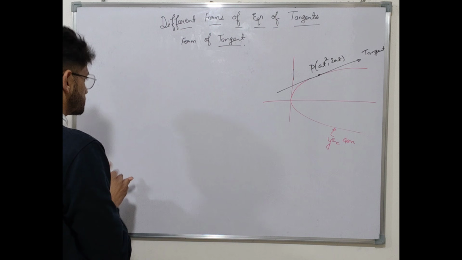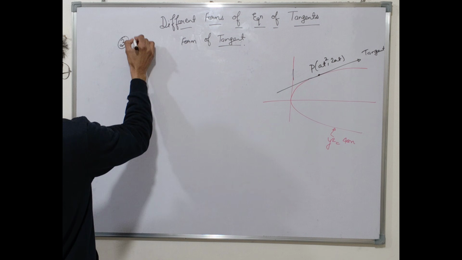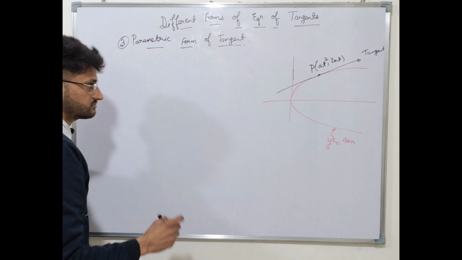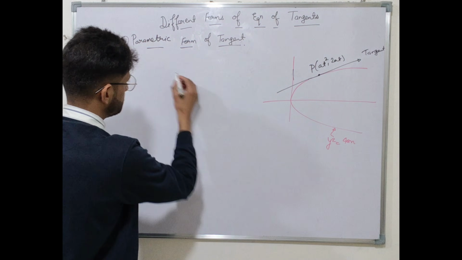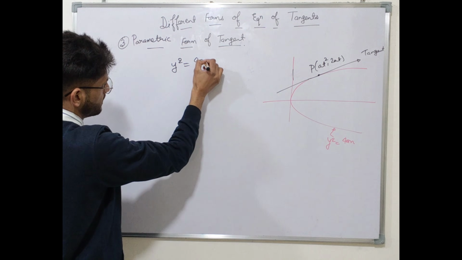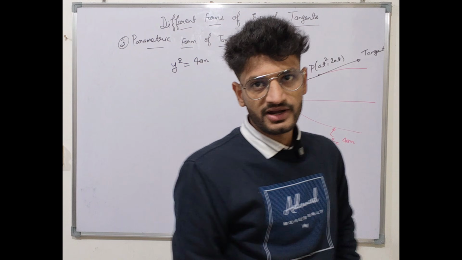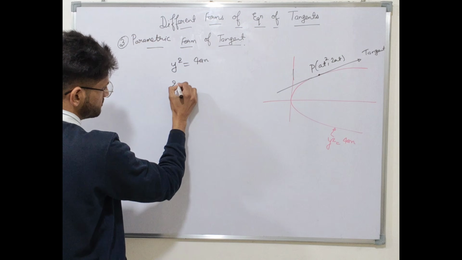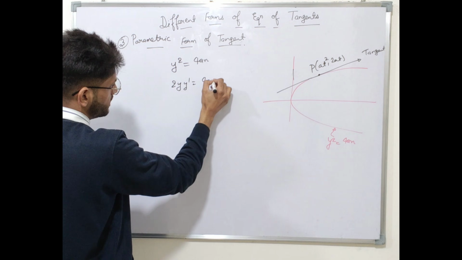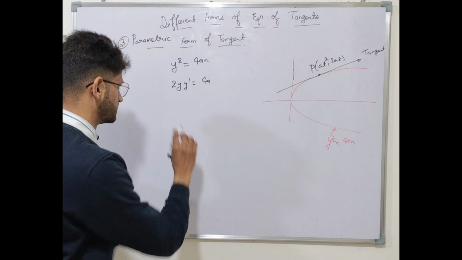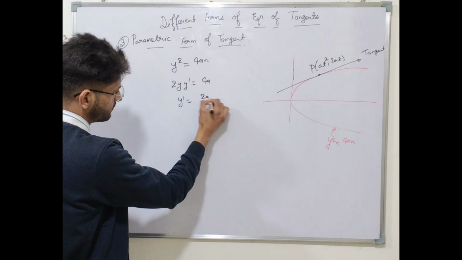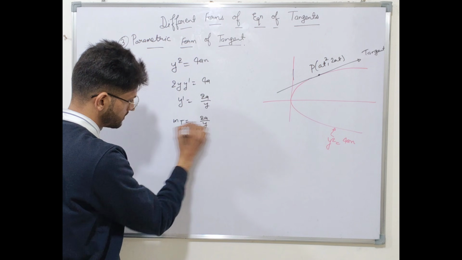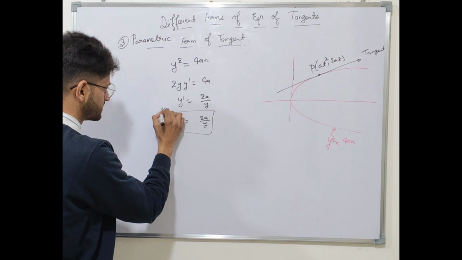So now the third point is the parametric form of tangent. We have been given the equation of parabola as y square equals 4ax, right? We can take the help of the other two cases which we have seen here, or we can write this way. We can differentiate it on both sides. So we can write 2y y dash equals 4a. From here we can write y dash equals 2a upon y. Since y dash is nothing but the slope of tangent, it will be 2a upon y. So we have observed the slope of tangent as 2a upon y.